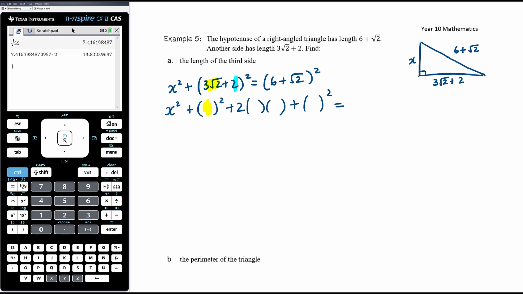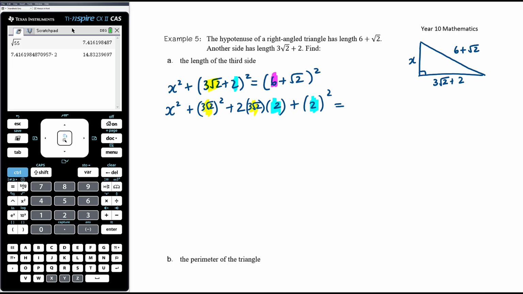Sorry, let me just, yellow times blue, and that'll be blue. So in this case, that's 3 root 2, 2 times 3 root 2 times 2, and this will be 2. And on the other side, we're going to have the same thing happen.